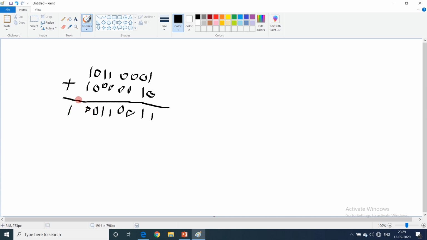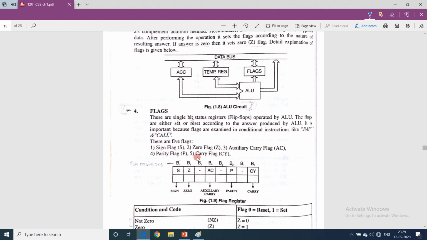So if the result is a carry, the condition is: when carry is present, jump to this particular location. This can be a conditional. Such types of instructions are known as conditional instructions. In this case, the flag is used like jump. Here, I believe jump is an unconditional instruction.